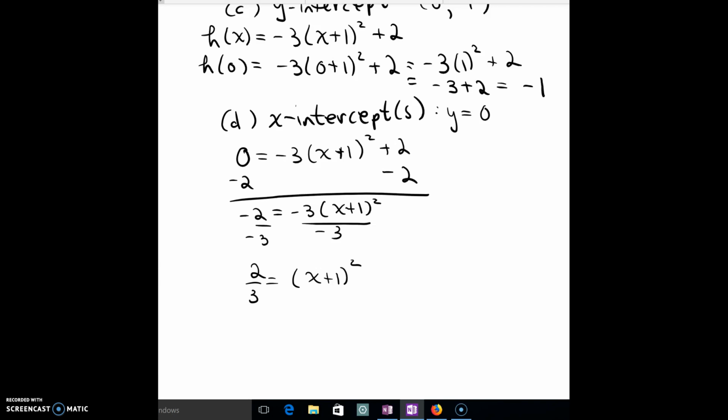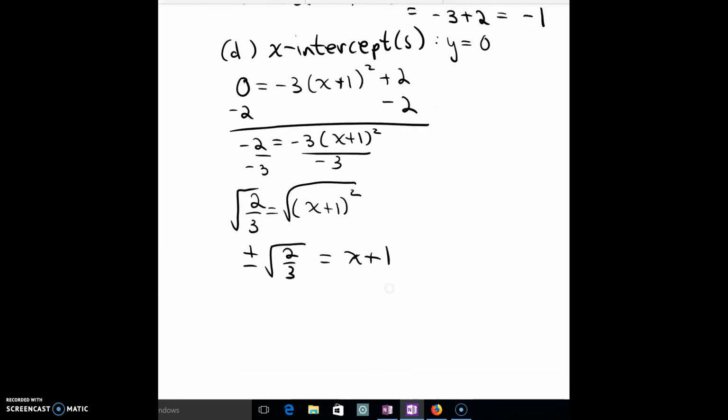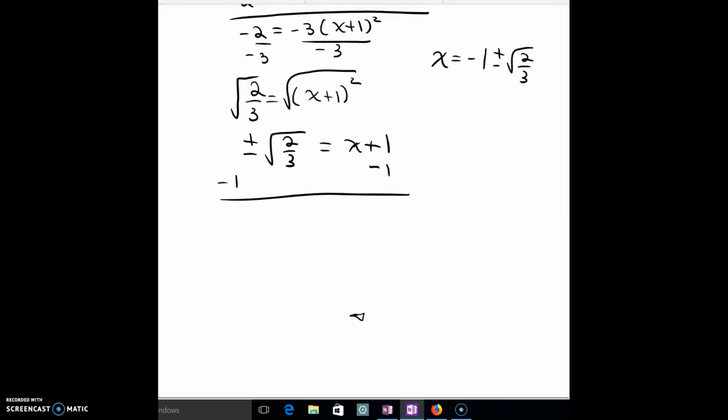To get rid of the squaring, we're now going to take the square root of both sides. And don't forget, when we take the square root, we need that plus or minus symbol. We have plus or minus the square root of 2/3 is equal to x plus 1. The last thing we have to do to get x by itself is to subtract 1 from both sides of the equation. So we have two x-intercepts. We have x-intercepts at negative 1 plus or minus the square root of 2/3. We'll talk about what that means in a second.